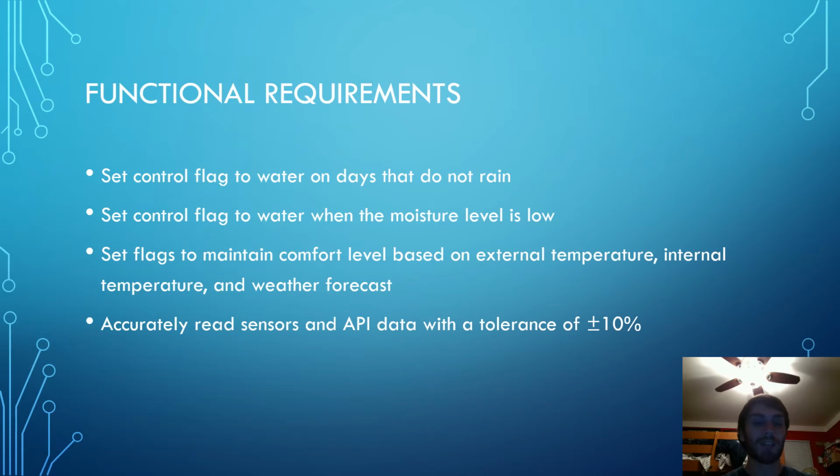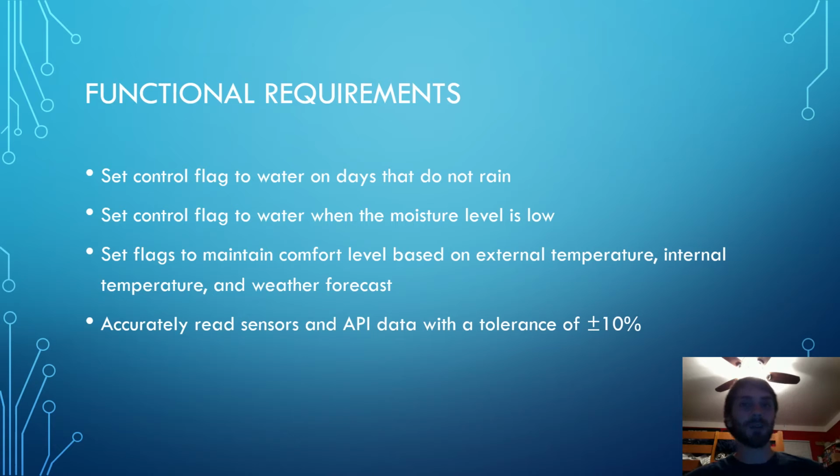The control flag to water on days that don't rain: you could see when we switched the pins over from one to the other, when we switched the water sensor from the dry dirt to the wet dirt, we were able to actually read and say, okay, the dirt's now wet, we no longer need to water. And since it's not raining tomorrow, therefore, we were able to water.